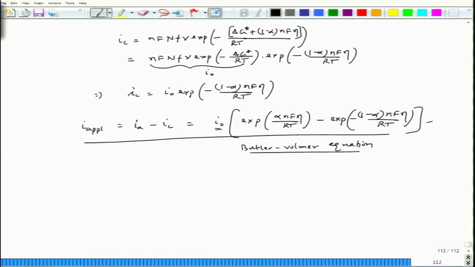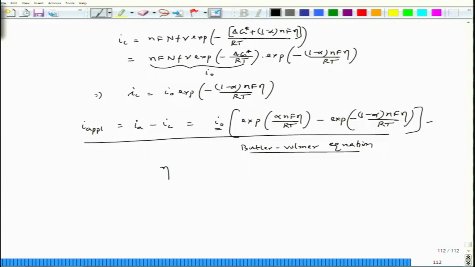Now, this equation has huge importance for the corrosion of a particular metal. We will look into that part, but before that, see, this eta is nothing but E minus E0, and if eta is very large, whether it is positive or negative: when it is positive it is called anodic, and when it is negative it is called cathodic.